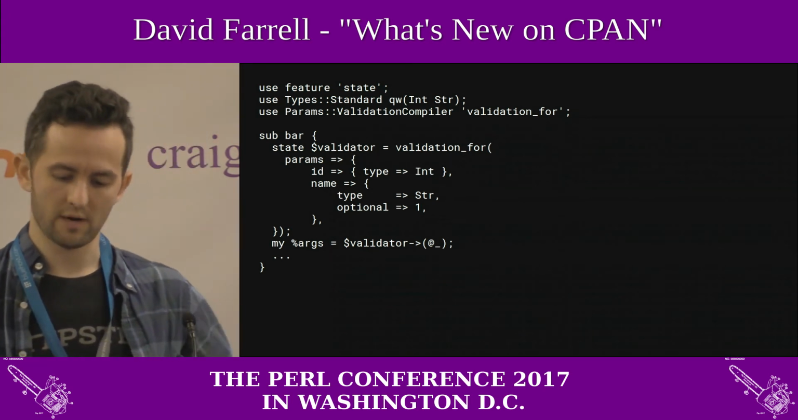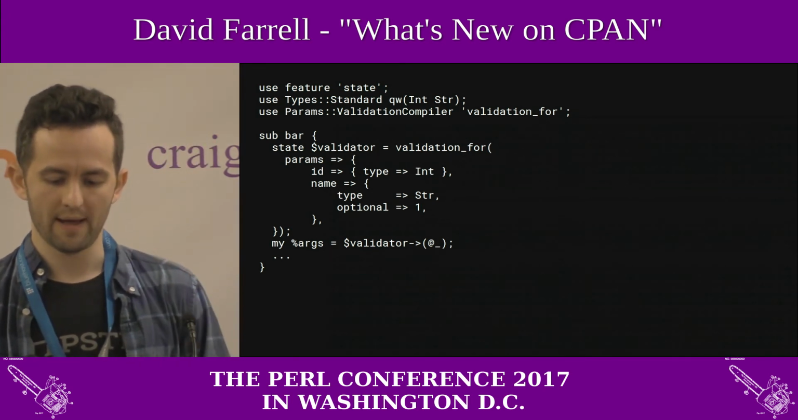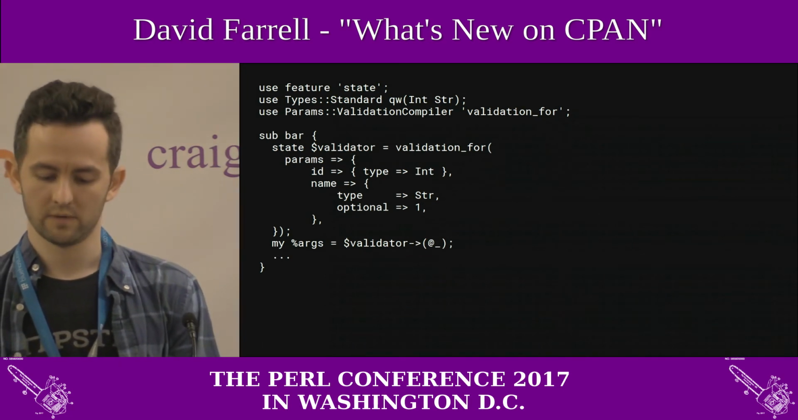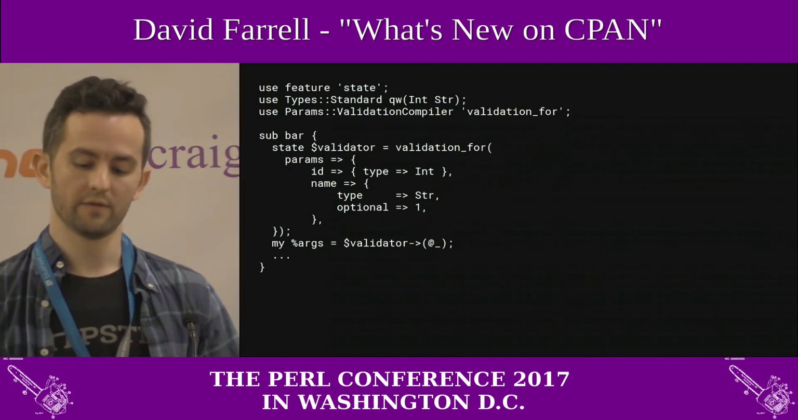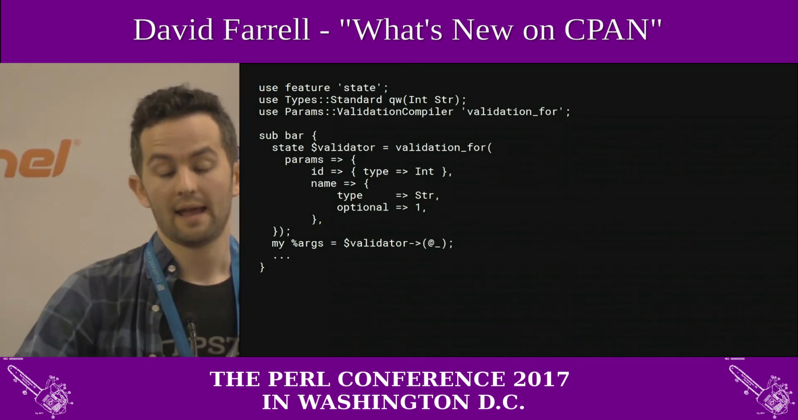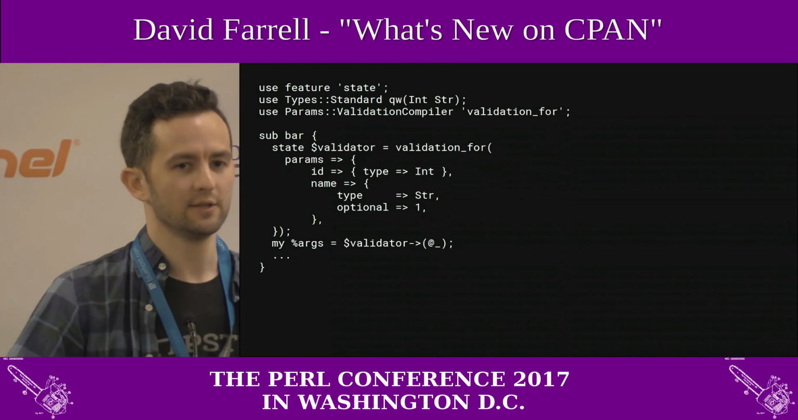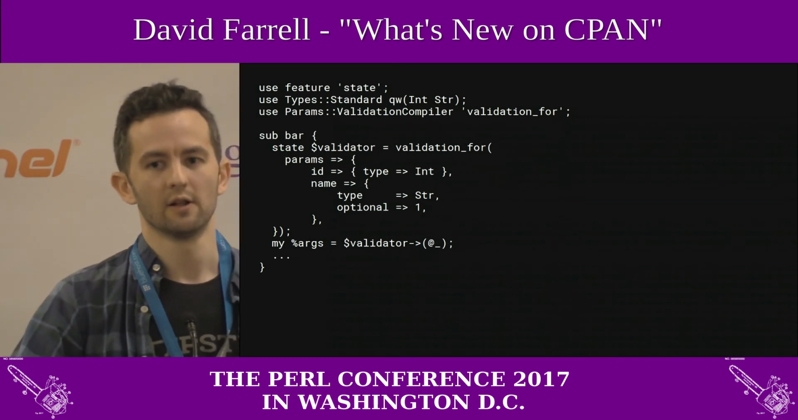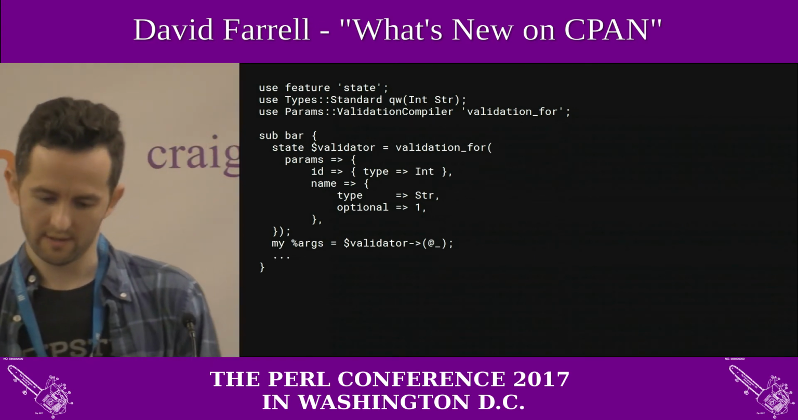So in this example, I've got a subroutine called bar. I prepare a validator code ref, and then whenever the subroutine is called, I can execute the code ref on the arguments, and if it fails, it prints out really useful exception messages, like this required oh, actually, I think I have a slide for this.